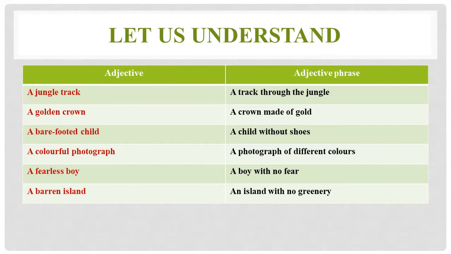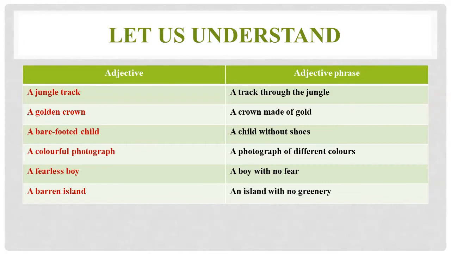A fearless boy. With no fear. Fearless is an adjective that is replaced with the adjective phrase with no fear. A barren island. An island with no greenery. This is how we can change an adjective into an adjective phrase. And it also makes it easy to understand the difference between an adjective and an adjective phrase. I hope you are getting the concept. Let us have some practice.